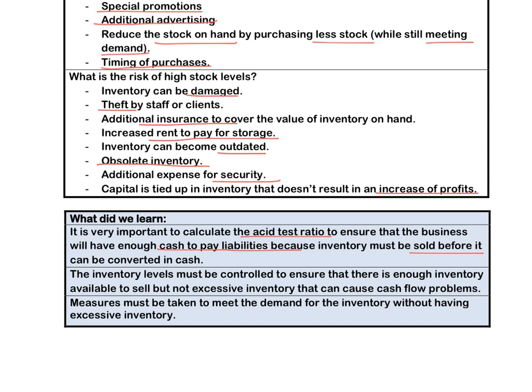The inventory levels must be controlled to ensure that there's enough inventory available for the demand, but that there is not excessive inventory that will cause cash flow problems because you are not selling enough products to obtain money to pay your liabilities. And as soon as you see that there's a problem, measures should be taken to meet the demand of the inventory without having excessive inventory on hand.